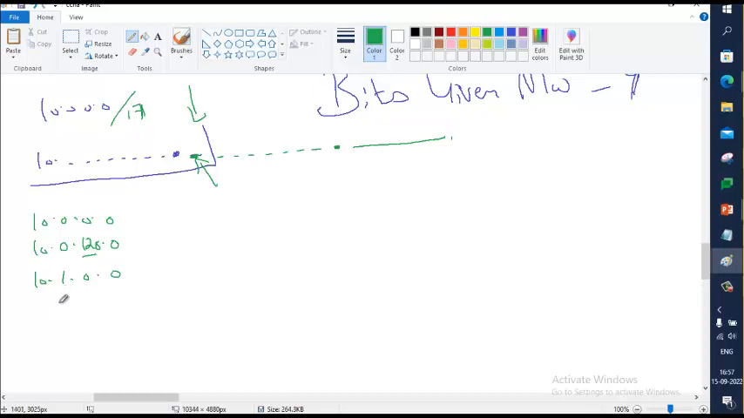Now let's go to the next one. 10.1. Again, you are going to add 128 to this octet only. So when you add, it becomes 128.0. Again, you're going to add 128 to this. Let's say 10.2.0.0. You understood this? How it increments?